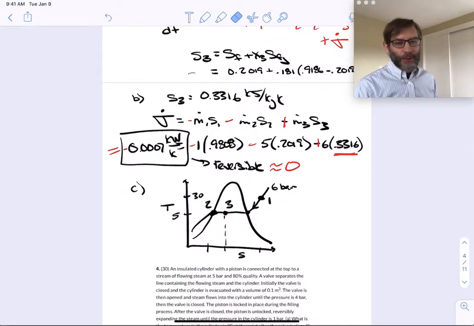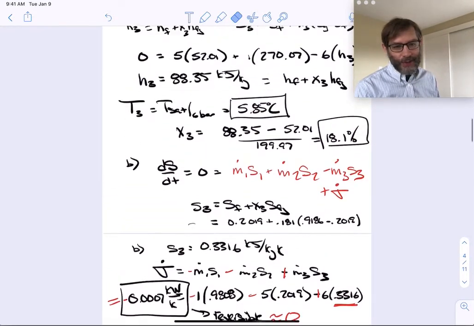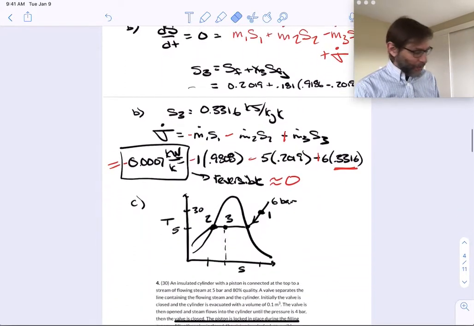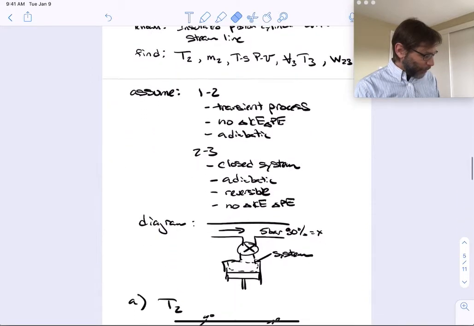Some of you did exactly what I told you were going to do. You assumed this was an ideal gas, and for those people, I was a little unrelenting, because I've said so many times that if you're asking for quality, it's not an ideal gas, and you can't use constant specific heats. Okay, fourth problem I haven't gotten to yet.